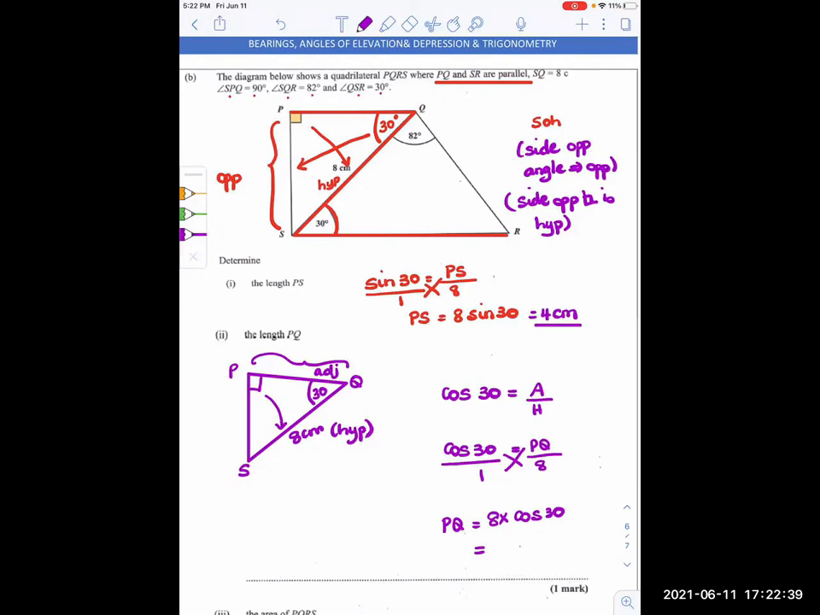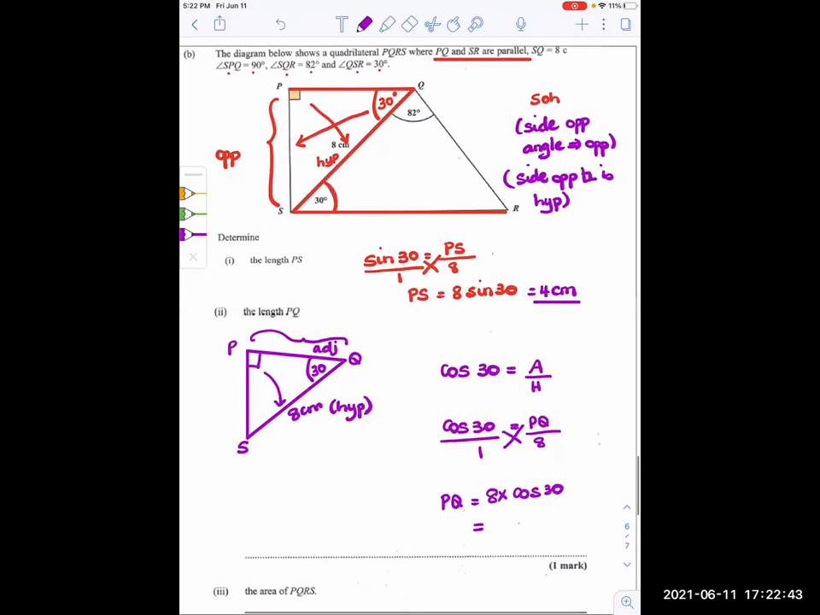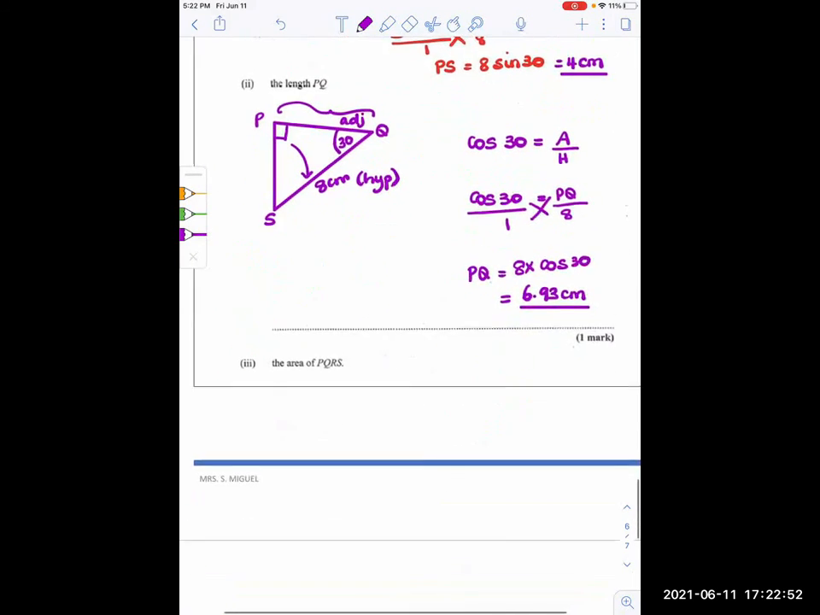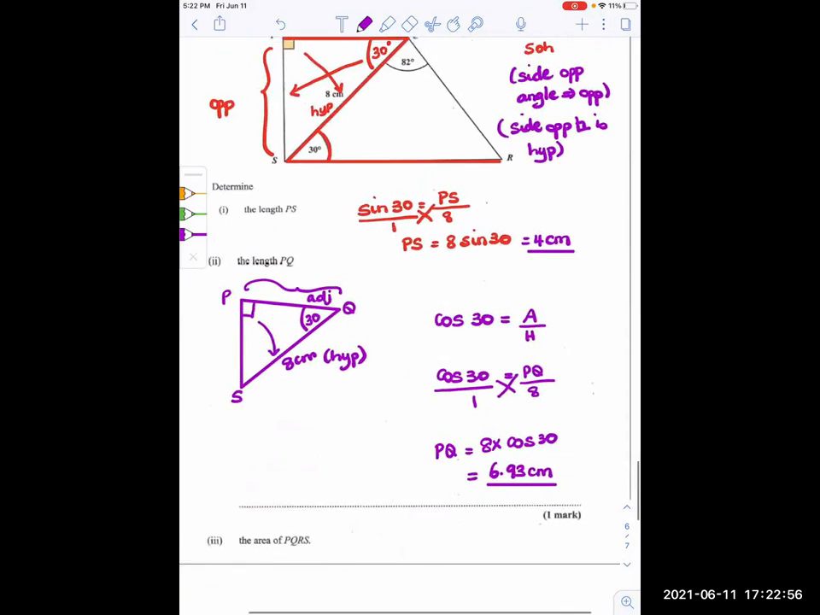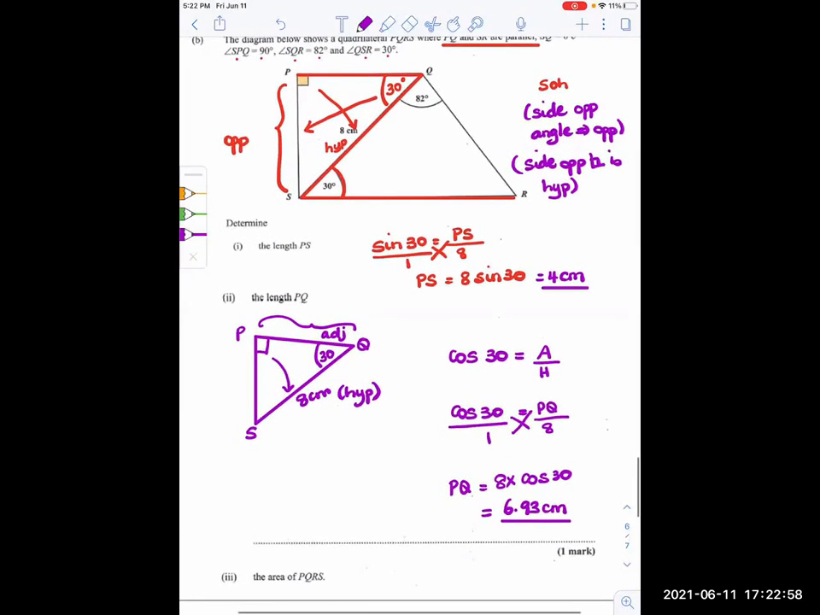Who has an answer for me? 6.93 centimeters. Could anybody confirm that answer? Yes, miss. All right, the last part of our question, we want the area of PQRS.